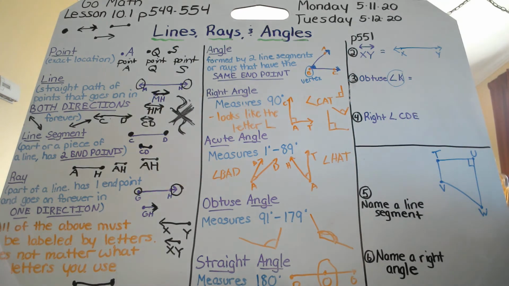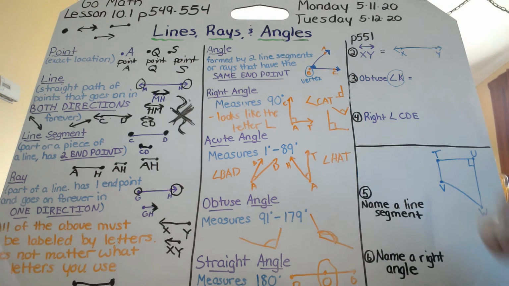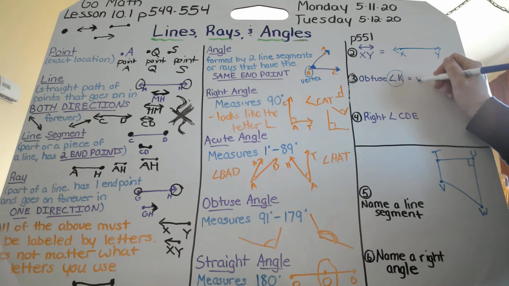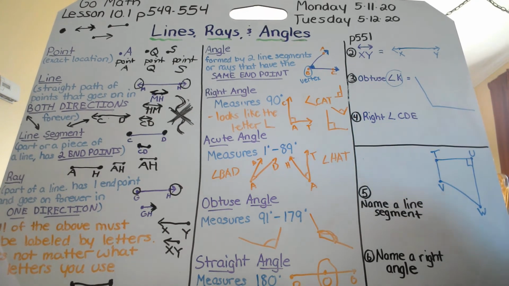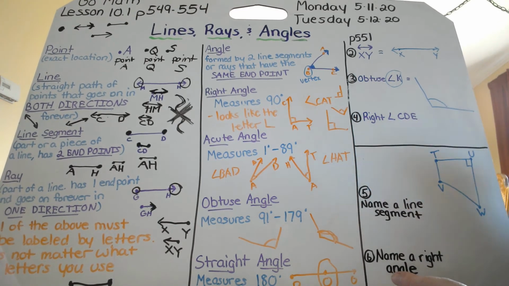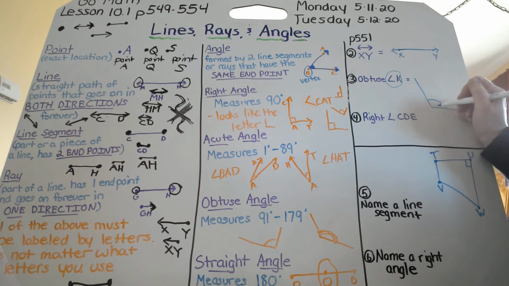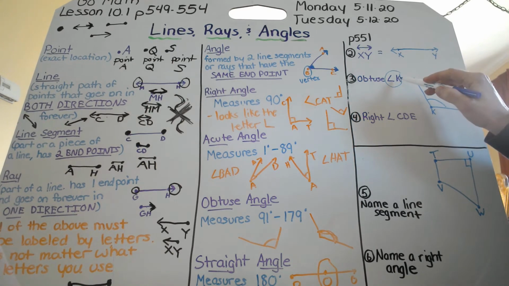So obtuse, oh, that's a really, really big angle. It measures 91 degrees to 179. So I have to make the mouth of this angle really wide. Oh, there's a good obtuse angle, because here is what you measure, and that's super big. That's super wide. I know that this point right here has to be K, because that's what it's telling me.